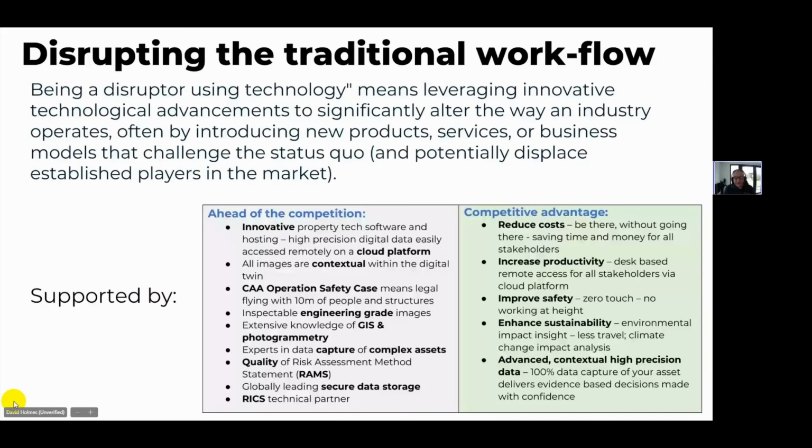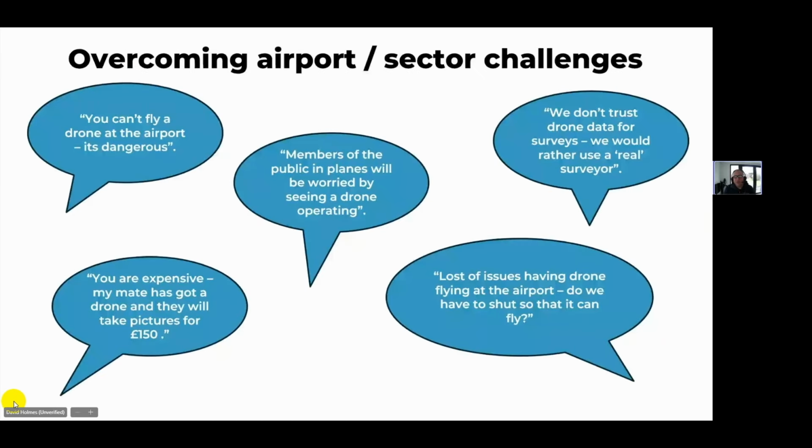And in addition to that, there are lots of what I would call sector challenges that need to be addressed. These are typical things that you might get asked or that people have unconscious bias around. So for instance, people might say you can't fly a drone at the airport, full stop, or we don't trust data from drones, it's not as good as a surveyor who's doing it on the ground, or my mate's got a drone and we'll do this for 150 quid. All of these sorts of things need to be managed and negotiated with the client.